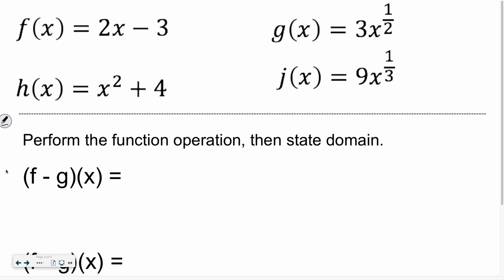So we have f of x equals 2x minus 3. G of x equals 3x to the 1/2. H of x equals x squared plus 4. And j of x equals 9x to the 1/3. Okay, we're going to perform the function operations and then talk about our domains.